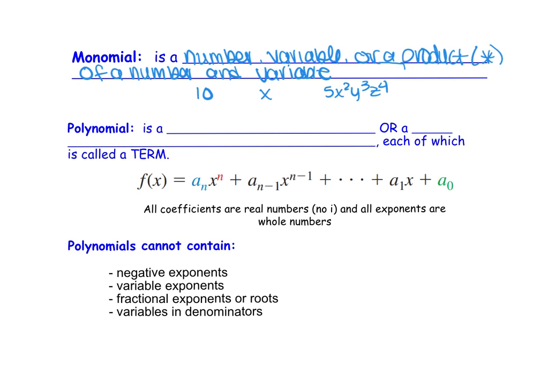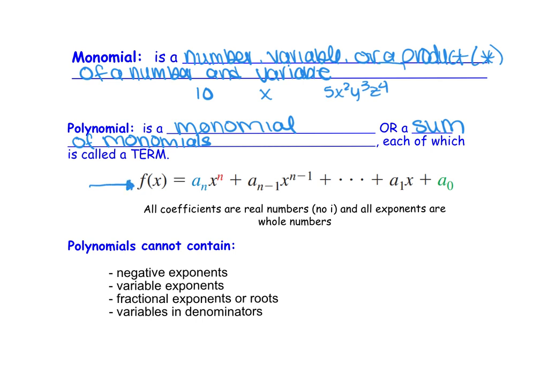A polynomial is either going to be just a monomial or a sum of monomials. So basically what a polynomial is, is a bunch of monomials added or subtracted together, because if they're subtracted, it's just a negative term. So each one of those monomials in a polynomial is called a term, and it'll have a basic look that looks something like this.